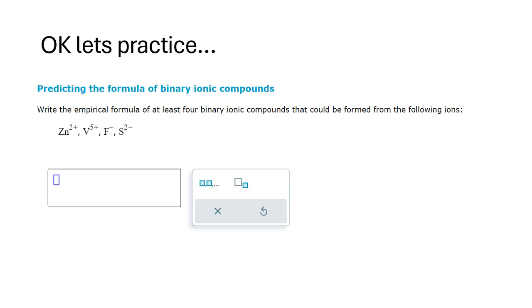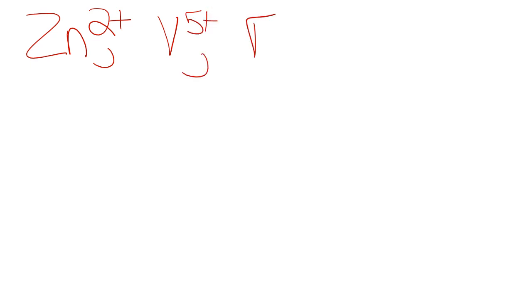Now we've got to write some ionic compounds. We've got zinc, vanadium, fluorine, sulfur. It says we've got to write four. So zinc, I'm going to try to remember those. We've got zinc 2+, vanadium 5+, fluoride would be F-, sulfur 2-, S2-.